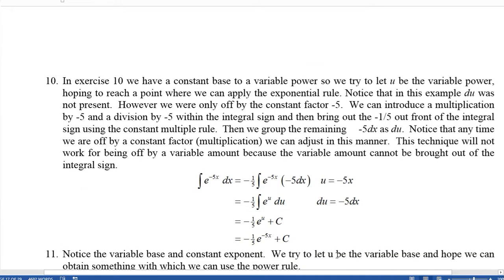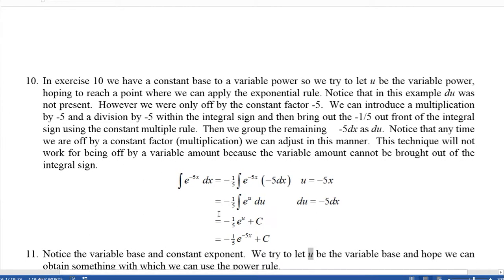Well, if you're coming back now to check your answer, let's take a look and see what you have so far. So we have a constant base to a variable power. Anytime you have a constant base, remember e is a constant, specific number, and the variable power is a more complicated thing, negative 5x, that's a good indication that maybe that variable power could be the thing that we substitute for. So let's let u be the negative 5x.